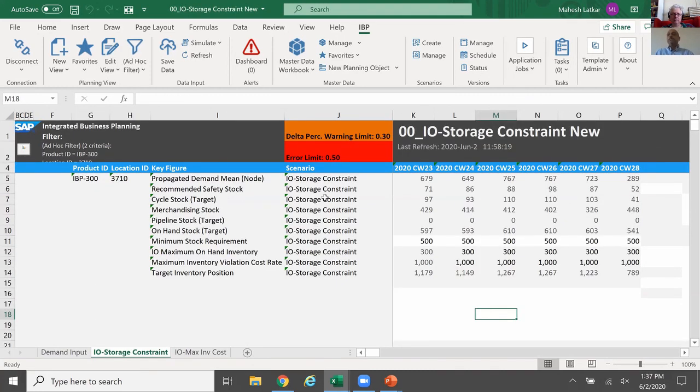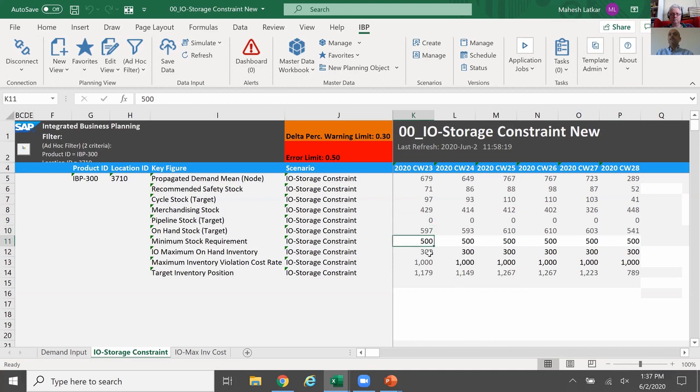I've just created one scenario here to show how to manage storage capacity constraint using inventory optimizer. Here I got a few key figures. You can see on the top we got propagated demand. Then we have safety stock recommended by the system. We have cycle stock, merchandise stock, and pipeline stock. And then we have on-hand stock targets.